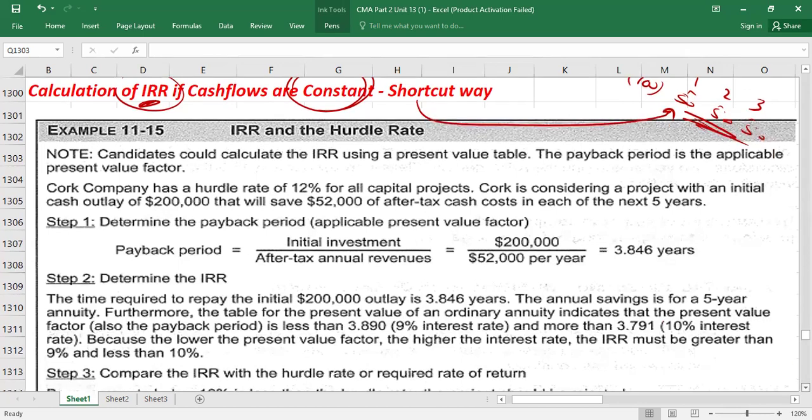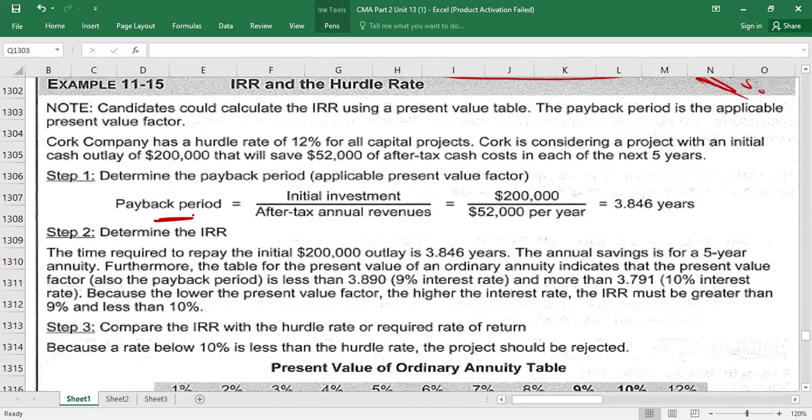First of all, we'll calculate the payback period. And what's the formula for payback period here? If cash flows are constant, we'll write initial investment divided by after tax annual cash flows. For example, let's read the question. A car company has a hurdle rate of 12% for all capital projects. This is cost of capital. The company is considering a project with initial cash outlay 200,000. This is initial investment. That will save 52,000 after tax cash cost in each of the next 5 years. So this is what is called after tax annual cash flow, which is 52,000.